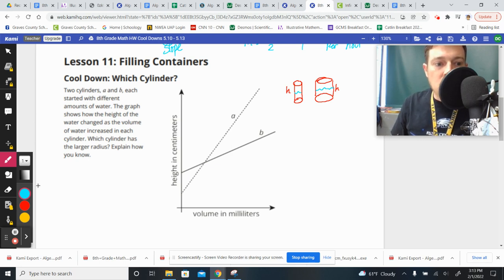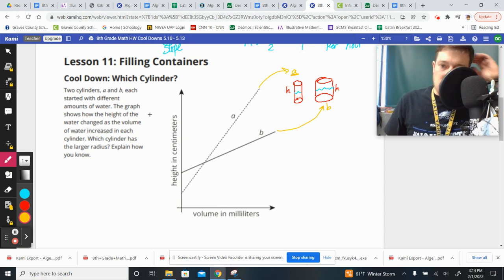In this particular case, this dotted line matches more like A, right? Because it's going up faster. And that means B does a better job of matching with this one, because it's going to fill up slower in height, since the water has more space to fill out.